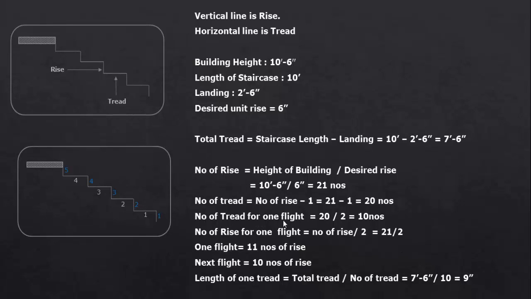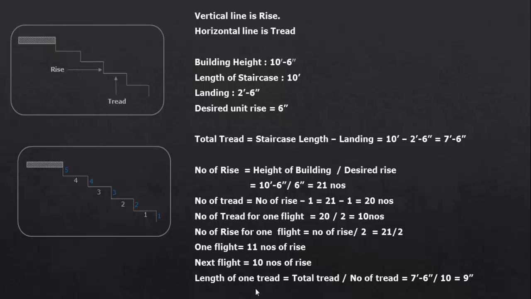Now we need to calculate number of treads for one flight. We have 2 flights, so 20 by 2, that is 10 numbers in one flight. Now number of rise for one flight: number of rise divided by 2. Number of rise is 21 numbers, so one flight 11 numbers and the next flight 10 numbers, total 21 numbers. First flight 11 numbers and second flight 10 numbers.